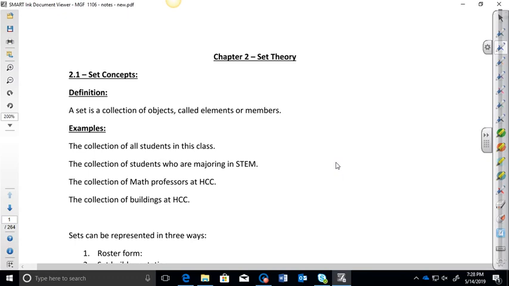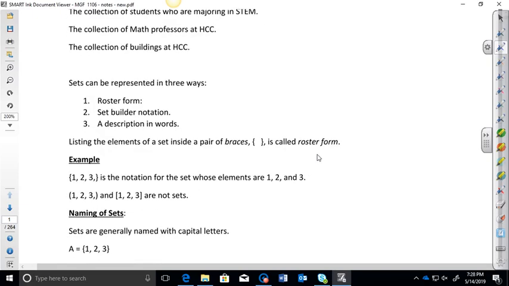Next thing is sets can be represented in three ways. First is roster form. Roster form means you are just writing out everything. You write out the members, putting a comma in between. That's a roster form. So there are three ways to represent a set. A roster form.